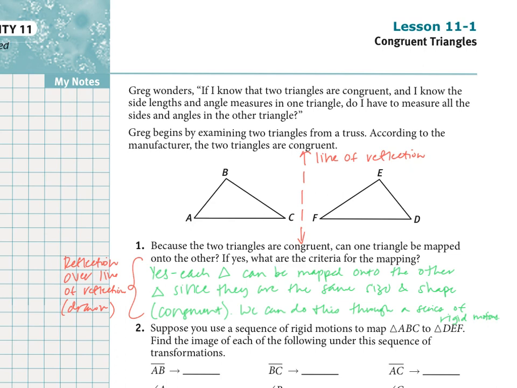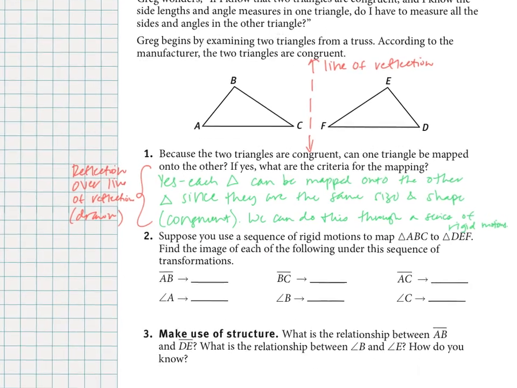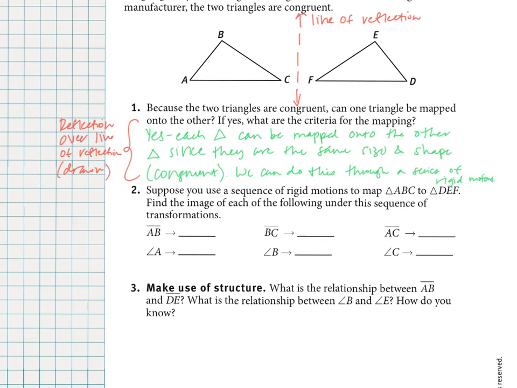Let's go ahead and start looking at number 2 below. So number 2 says, suppose you use a sequence of rigid motions, just as we talked about, to map triangle ABC to triangle DEF. We talked about a series of them. We did the first one, which would be 2. The second one, we talked about only one type of rigid motion. So just keeping that in mind, we could have a sequence of them.